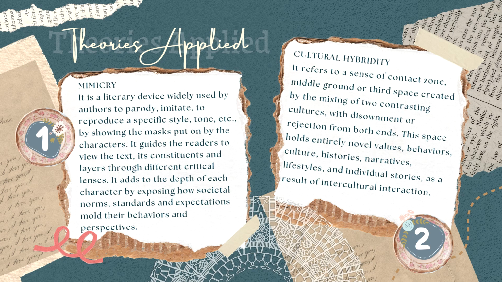Moving on to the next element or the next lens by which we are trying to understand the novel, which is cultural hybridity. The term in itself was introduced by Bhabha, wherein he refers to this space as a contact zone or a middle ground or a third space that is created by the mixing of two contrasting cultures, eventually, where both ends, the polar ends, disown or reject the third space or this contact zone. This space holds entirely novel values, behaviors, culture, histories, narratives, lifestyles, and individual stories which are formed as a result of the intercultural interaction.